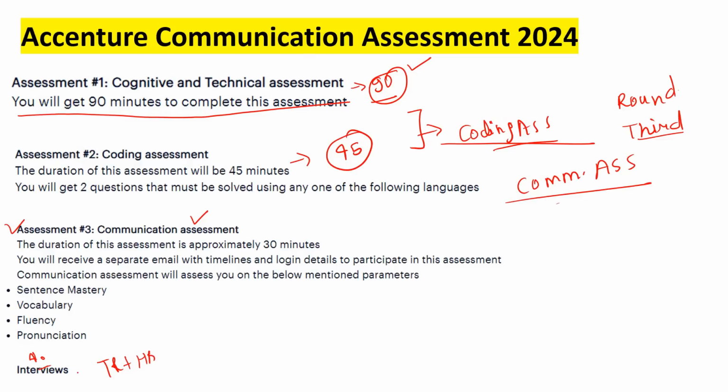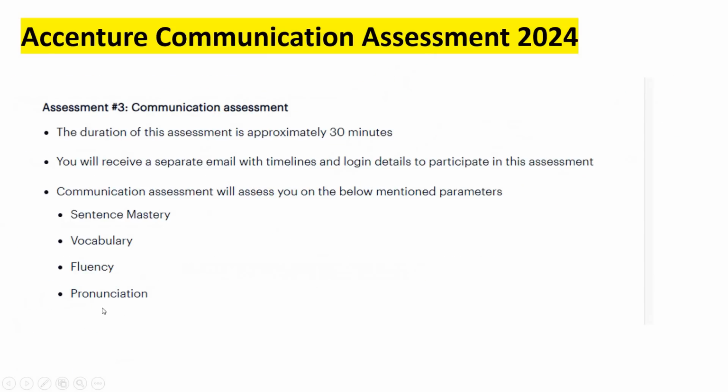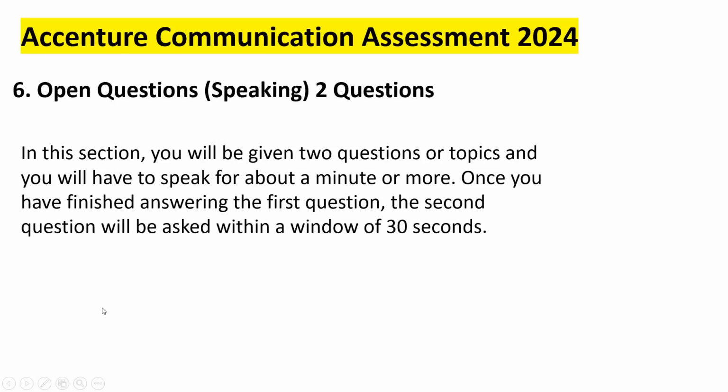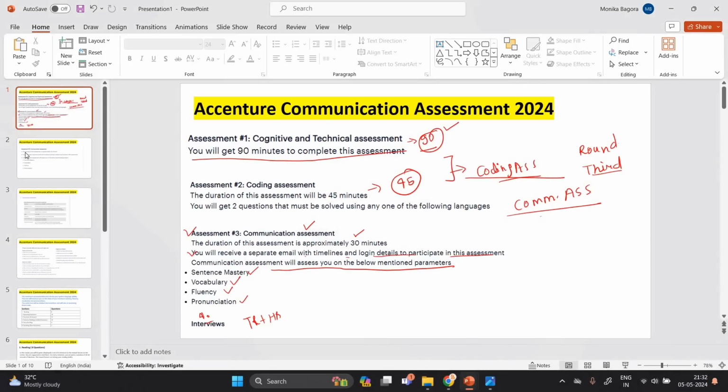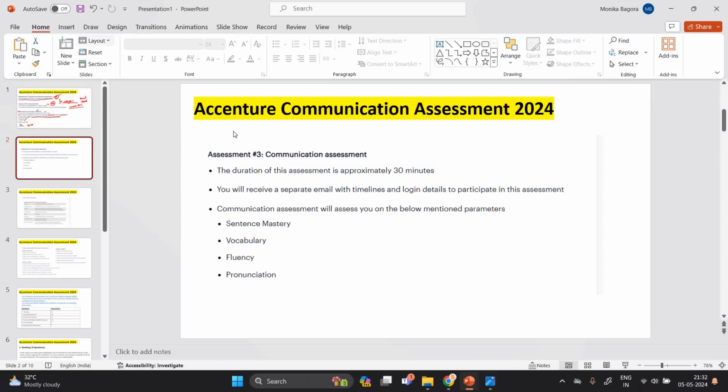One of the most important points is that the communication assessment duration is approximately 30 minutes. You will receive a separate email with timelines and login details to participate in the assessment. The communication assessment will assess you on the below mentioned parameters: sentence mastery, vocabulary, fluency, pronunciation. Let's discuss the complete details of the Accenture Communication Assessment.